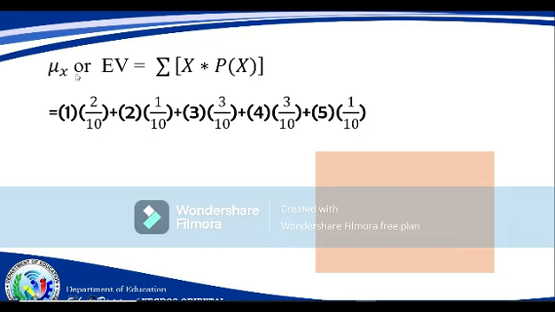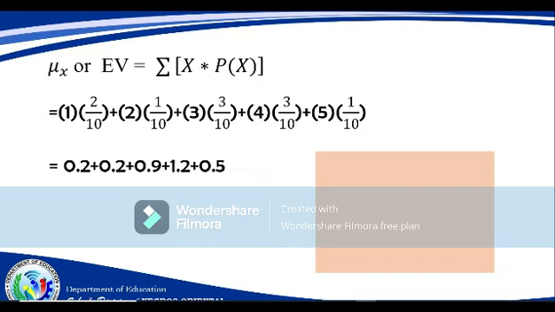Okay, so the mean or the expected value, this is the formula, summation of x times p of x, then 1 times 2 over 10 plus 2 times 1 over 10 plus 3 times 3 over 10 plus 4 times 3 over 10 plus 5 times 1 over 10, and the answer would be, okay, that's 1 times 2, that is 2, then divide by 10, that is 0.2. 2 times 1 is 2 over 10, that's still 0.2. 3 times 3 is 9. 9 divided by 10 is 0.9. 4 times 3 is 12. 12 divided by 10 is 1.2. 5 times 1 is 5. 5 divided by 10 is 0.5.